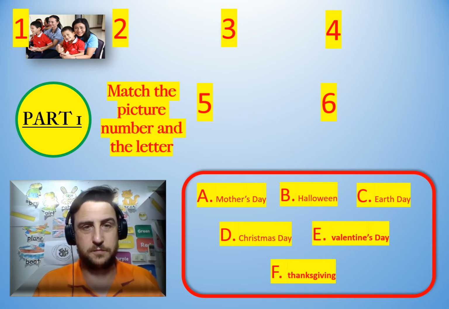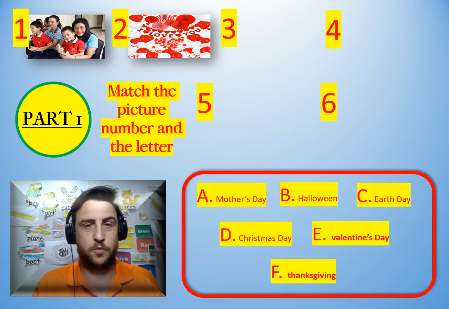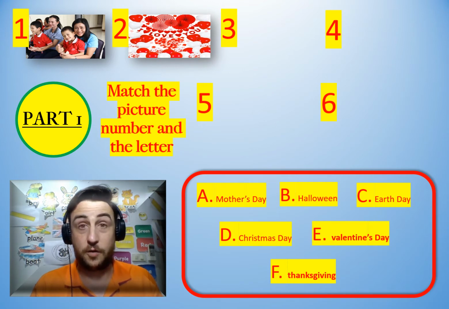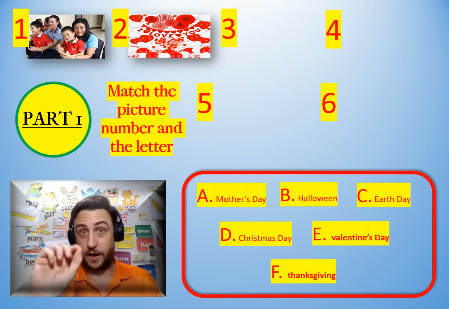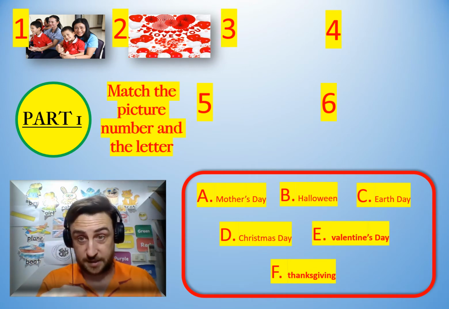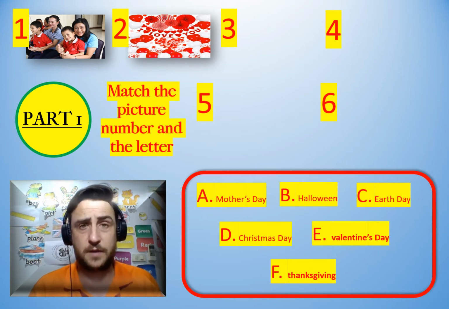Number 2. What is that special day? Is it A? Is it B? Is it C? Is it D? Is it E? Or is it F? You write 2 and then you write the letter that you think is this special day for this picture. Okay, do you understand?